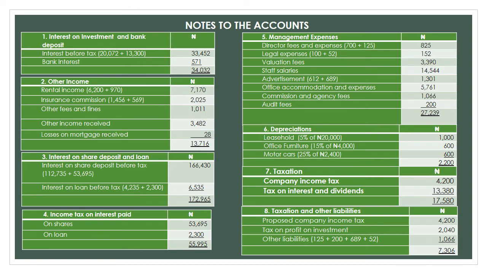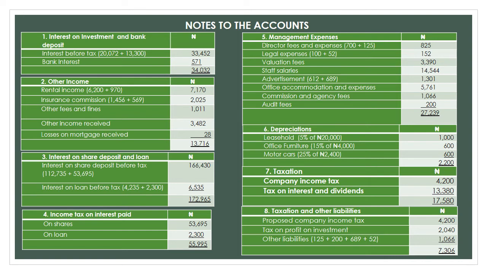Now the next item, which is note 5, is management expenses. Under that, we have directors' fees and expenses, legal expenses, valuation, and all that. The directors' fees and expenses is 700 naira from the trial balance, while in additional information B we have 125. So you add it because it's still owing at the end of the period. It means you're supposed to have paid 825 naira as directors' fees and expenses, but you only paid 700.